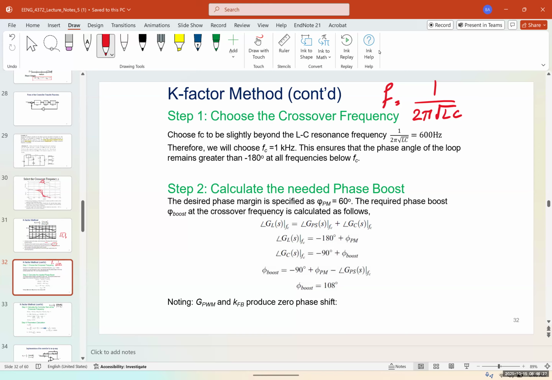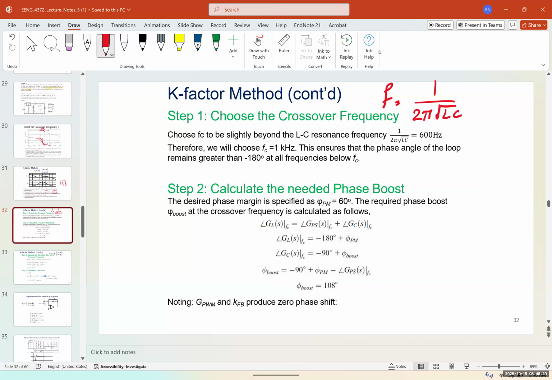Step 2, we calculate the needed phase boost. The desired phase margin is specified: phi of phase margin is 60 degrees. The required phase boost, phi boost, at crossover frequency is calculated as follows. Again, the phase for the system is going to be the power stage plus the controller phase. So it's going to be negative 180 degrees plus phi of the phase margin, and it's going to be negative 90 plus the phase boost. Therefore, the phase boost gives us 108 degrees.